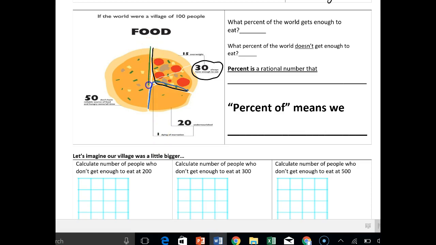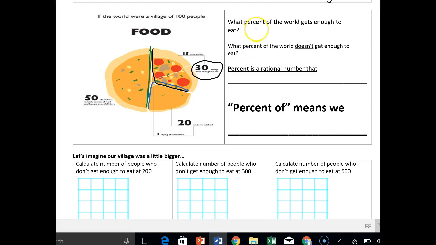And then 50 people, so half of this village of 100 people, don't have a reliable source of food or are hungry some or all of the time, right? So think about that. If we just pretended the world were only 100 people, it's billions of people, but only 100 people, half the world is hungry most of the time, or they don't have enough food. 20% of the world is undernourished, right?